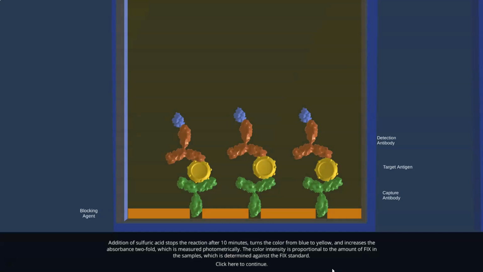Addition of sulfuric acid stops the reaction after 10 minutes, turns the color from blue to yellow, and increases the absorbance twofold, which is measured photometrically. The color intensity is proportional to the amount of factor IX in the samples, which is determined against the factor IX standard. In the final factor IX sandwich ELISA reagents configuration, antigen is bound to the capture antibody which is attached to the well. The HRP conjugated detection antibody then binds to the antigen.